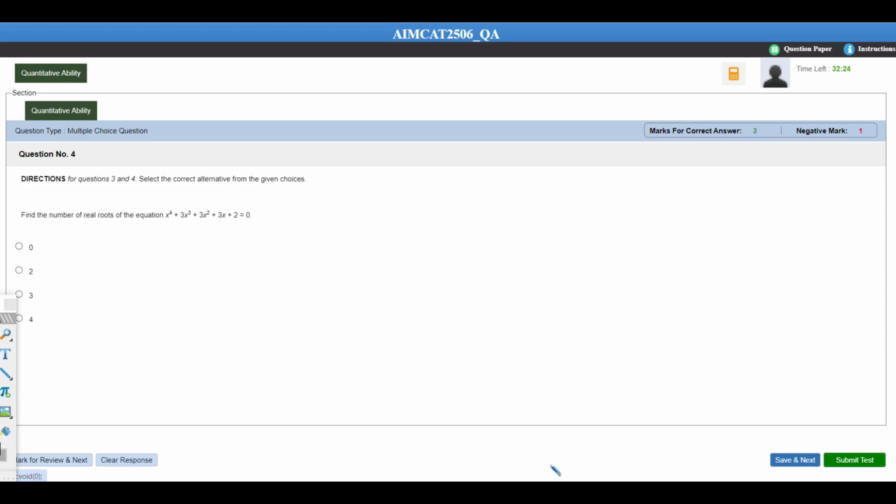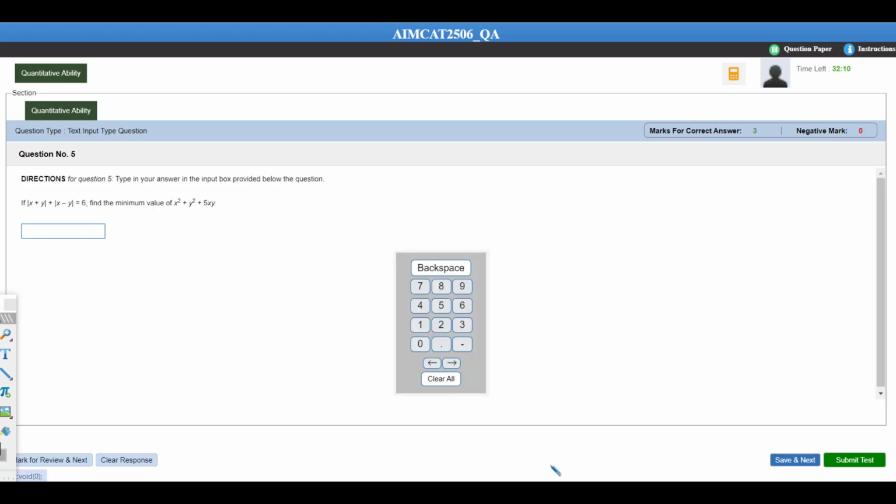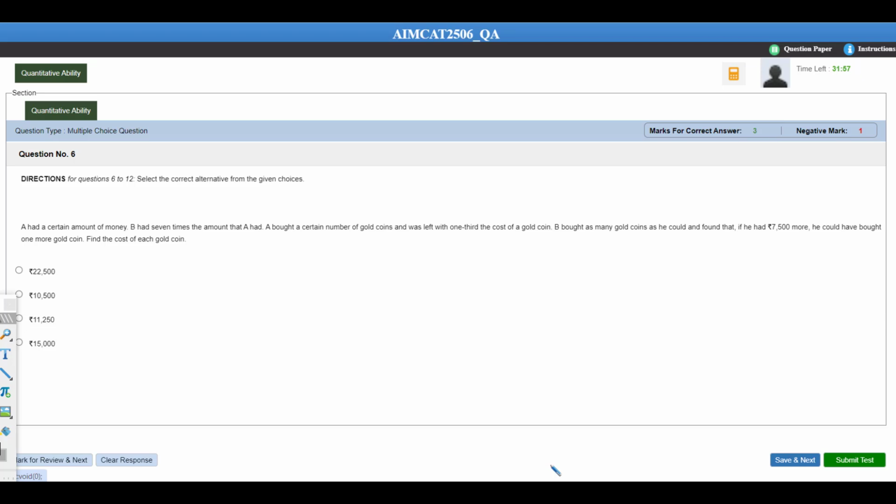After that, question number 4. Find the number of real roots of this equation. It looks a bit lengthy. We'll do this later on, because we need to do trial and error over here. Then question number 5, we need to find the minimum value of x squared plus y squared plus 5xy. Again, it looks like a lengthy question. We need to think over this. Let's move to the next as of now.